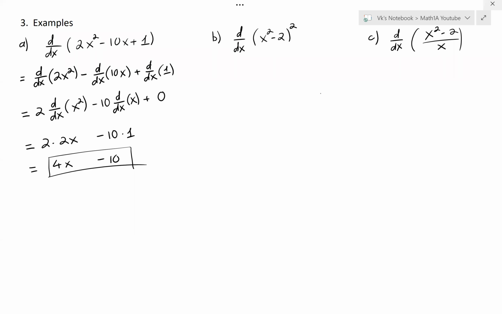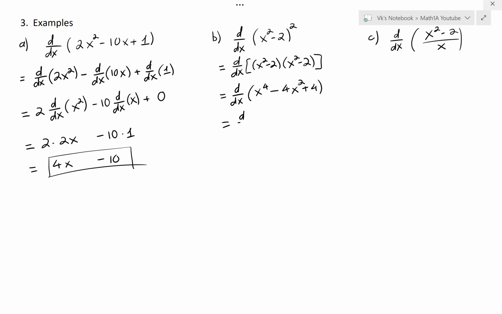Wow, that's cool. In the second example, the derivative with respect to x of (x squared minus 2) to the power 2. We cannot use the power rule right away, so we have to FOIL it out. This is the derivative with respect to x of (x squared minus 2) times (x squared minus 2), which is the derivative with respect to x of x to the 4 minus 4x squared plus 4.